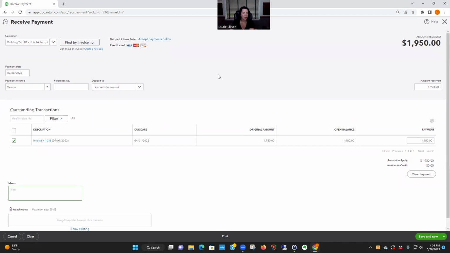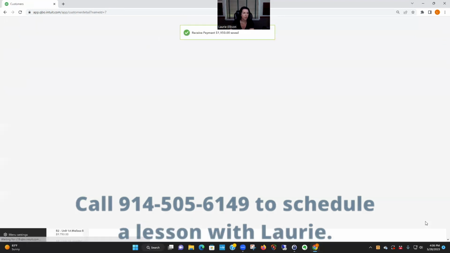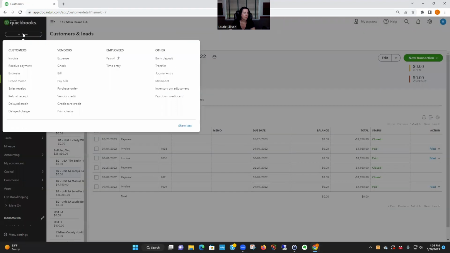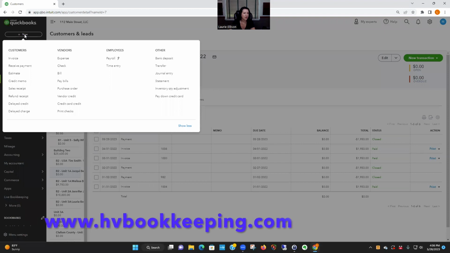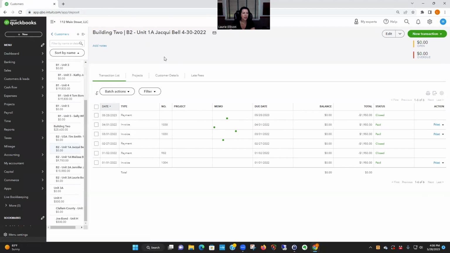All right, so here we go. We chose Venmo. We're going to click the little arrow to save and close. Then go up and click that new button in the top left. Fourth column over, pick bank deposit.